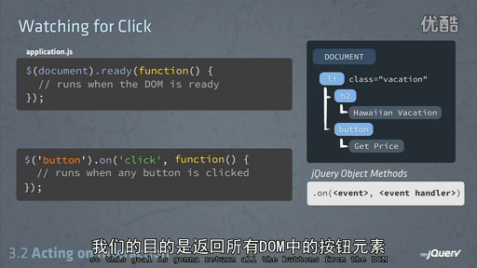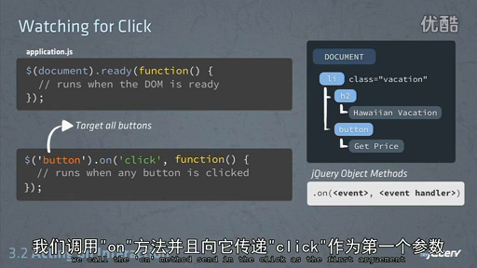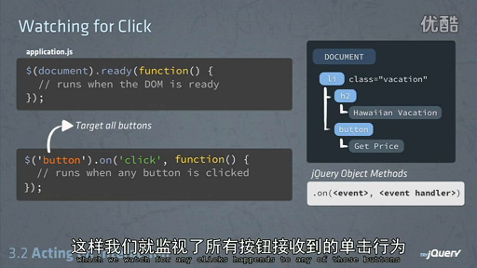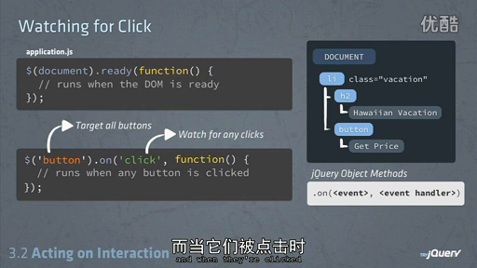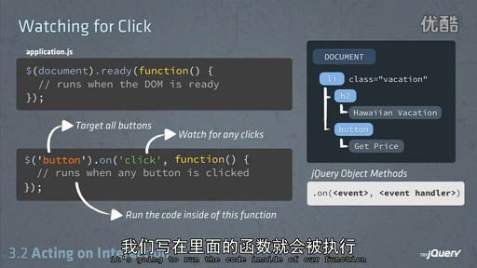So this code is going to return all of the buttons from the DOM. We call the on method sending in the click as the first argument, which will watch for any clicks that happen to any of those buttons. And then when they're clicked, it's going to run the code inside of our function.